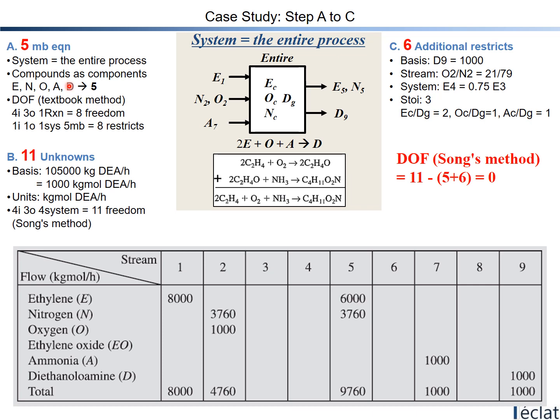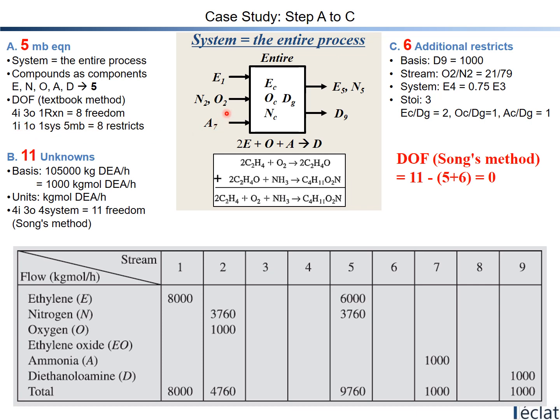Let me do the degree of freedom analysis or DOF analysis following the textbook method because we didn't calculate yet. So first, here are the freedoms. So 4 input variables, 3 output variables, and only 1 reaction, the overall reaction. So 8 freedoms are available. And then let me check the restrictions.